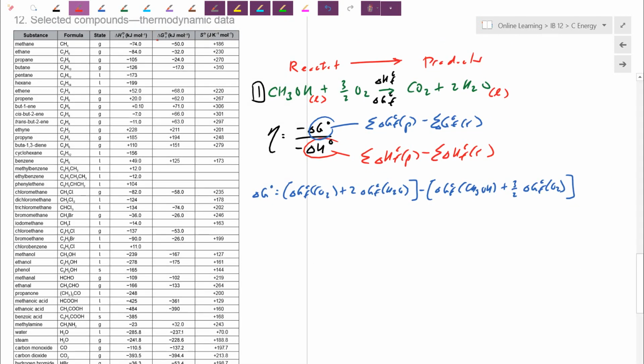So the Gibbs free energies are down this middle column here. CO2 is near the bottom, so CO2 has a Gibbs value. Double check my numbers as we go through here. This is negative 394.4, that's in kilojoules per mole, plus twice water. I'm deciding to use water as a liquid, so there's water as a liquid here, negative 237.1. Minus the Gibbs value of methanol.